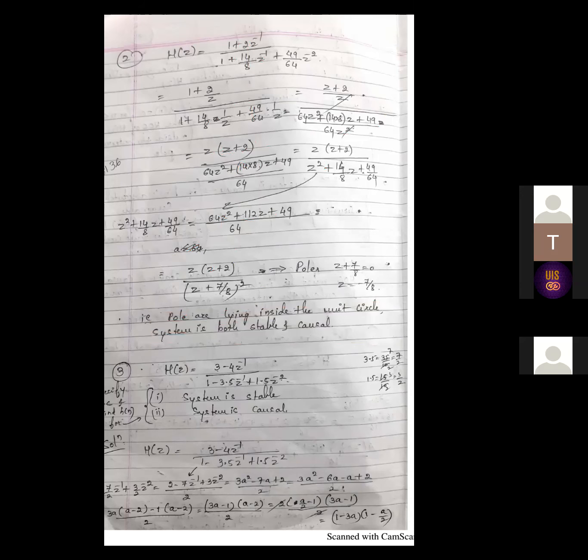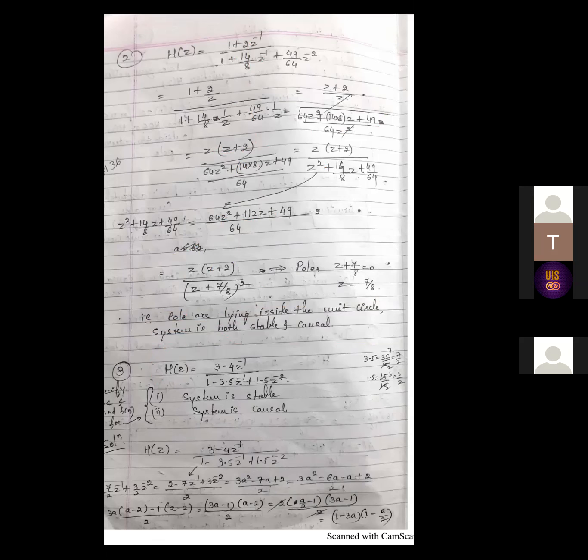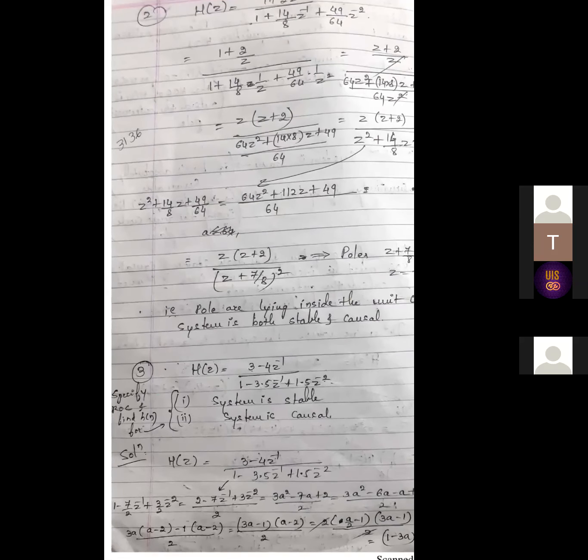This is the second problem. Now, going to the third problem. See, this is the question given. H of Z is given. The question is a bit bigger. You can just see, H of Z is given in this way.